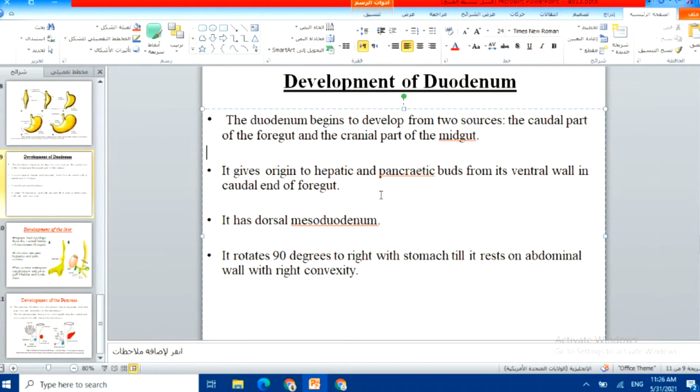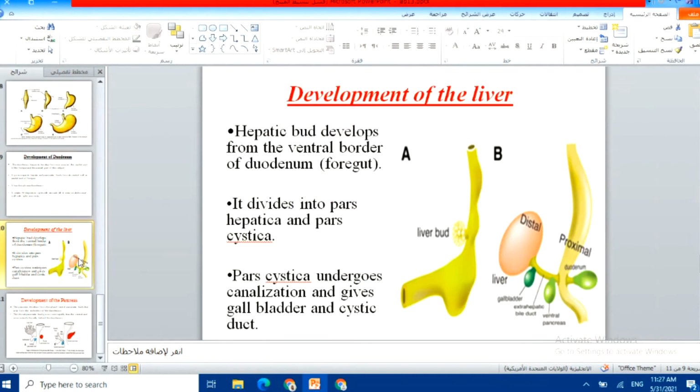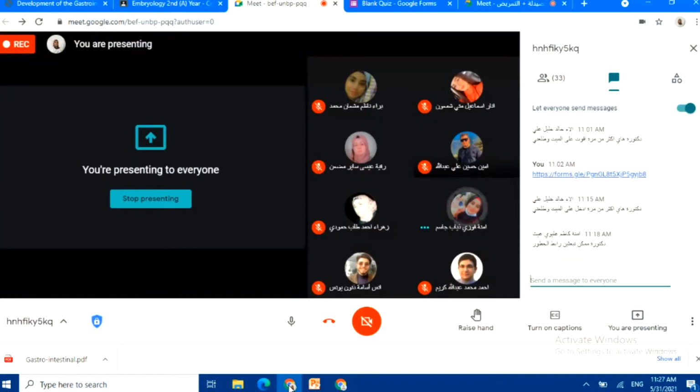Another thing you need to know about the jejunum is that it will rotate 90 degrees in order to rest on the abdominal wall with right convexity. It needs this rotation to take its original position inside the abdominal wall. Is that clear, students? Yes, doctor, clear.